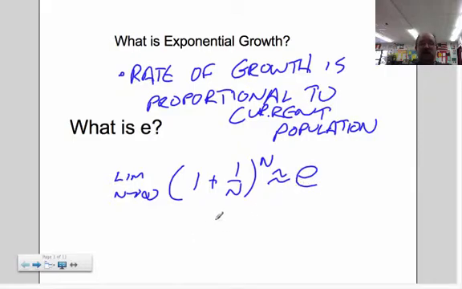And that's how E is defined, and E numerically is 2.71828, and then it keeps going on and on and on. It doesn't keep repeating the 1828. So E is another one of the famous irrational numbers.